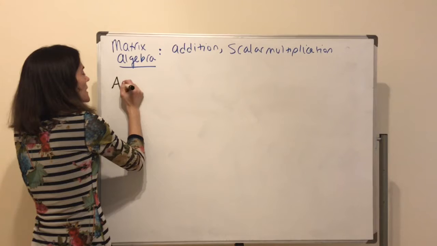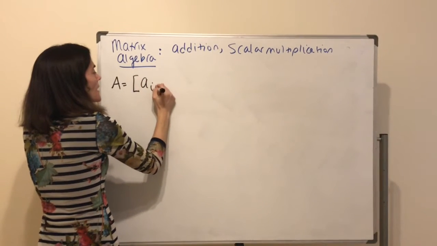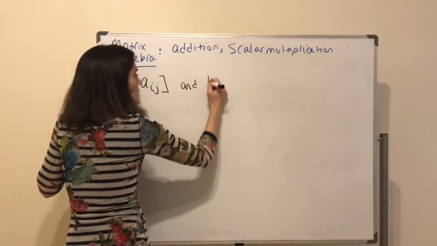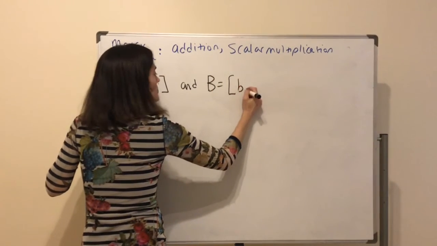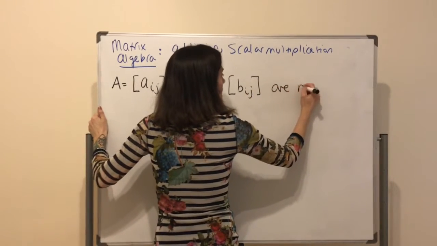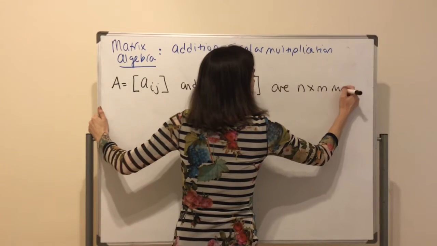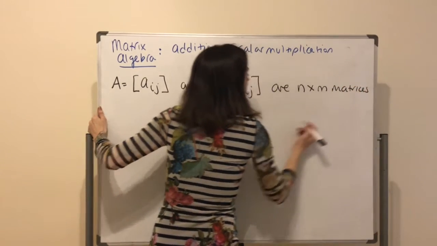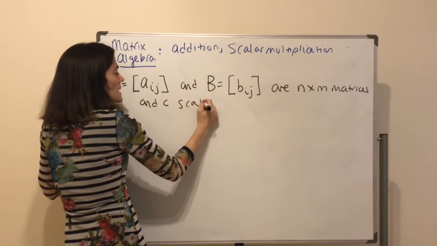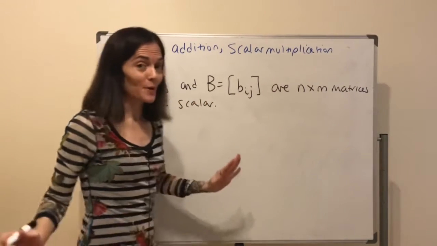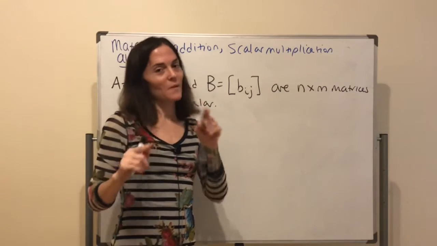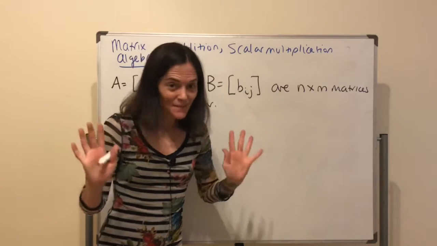Let's say A is the matrix A_ij, and B is B_ij. Suppose these are both n by m matrices. And we have c is a scalar. Scalar, okay, means number, right? It's not a matrix. I mean, technically, it's like a 1 by 1 matrix, but we're just thinking of it as a number. Okay.